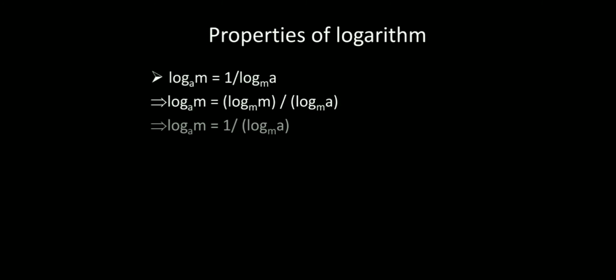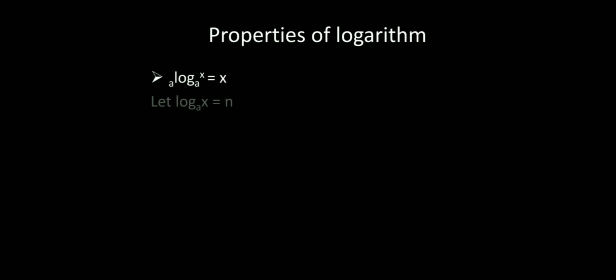Now moving further to the next property: log m to base a is equal to 1 upon log a to base m. How? Log m to base a is equal to log m to base m upon log a to the base m, using the theorem. And we will get log m to the base a is equal to 1 upon log a to the base m, because the m and m in the numerator were equal, so it will be equal to 1.